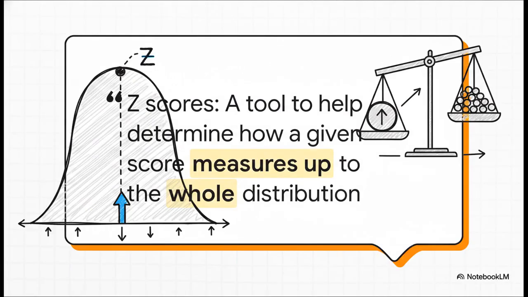One of our sources really nailed it with this quote. Z-scores are a tool to help determine how a given score measures up to the whole distribution. It's not about the number in isolation. It's about where that number stands in the entire crowd. And the z-score is the tool that gives you that critical perspective.